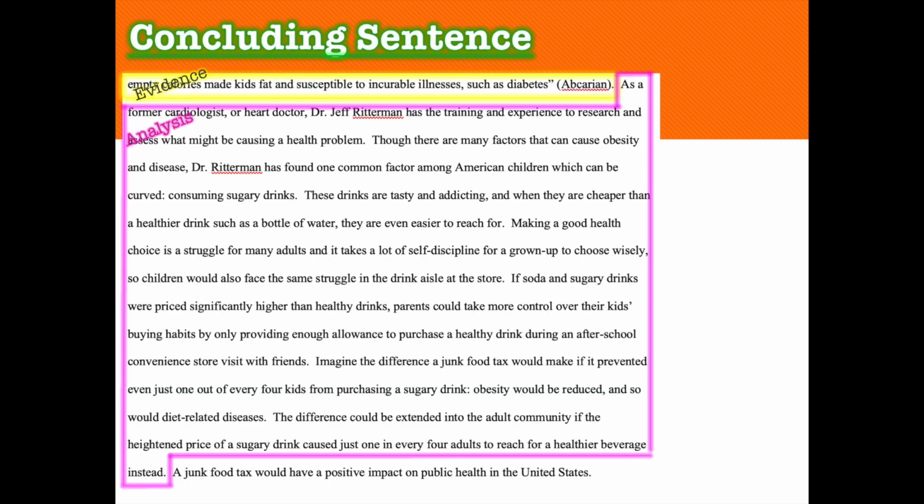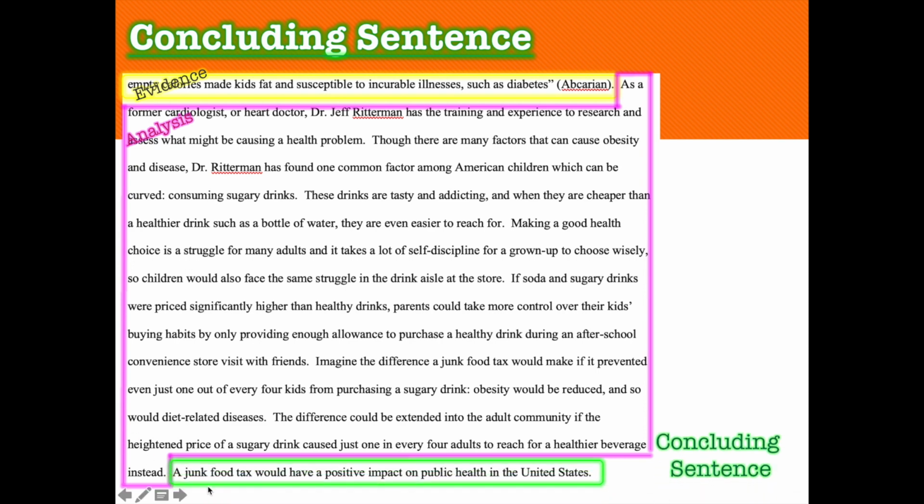So pretty easy to locate and label a concluding sentence. Up here was my evidence. All of this is my analysis, and down here I've got a little sliver of words. I did the mirroring a topic sentence style for this body paragraph. There's my concluding sentence. A junk food tax would have a positive impact on public health in the United States. This sounds a lot like the topic sentence that I had up above.